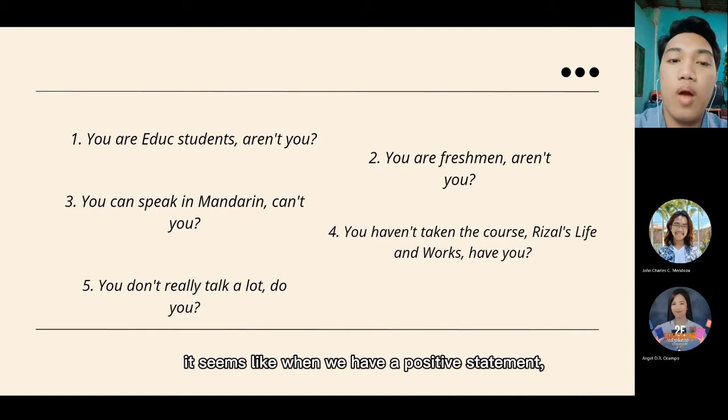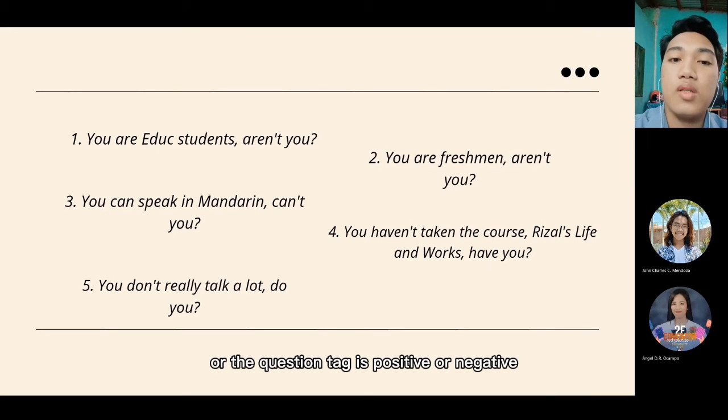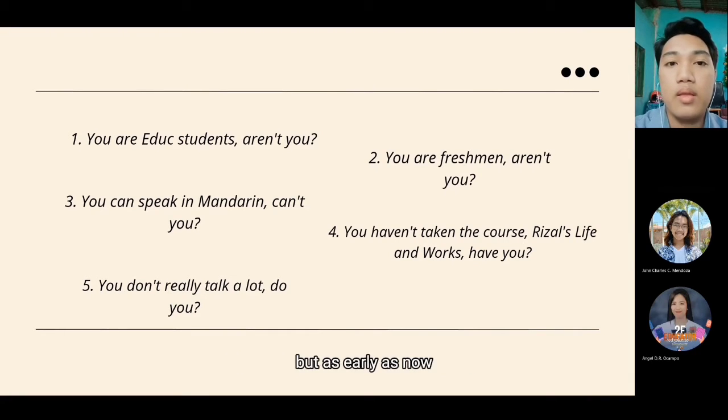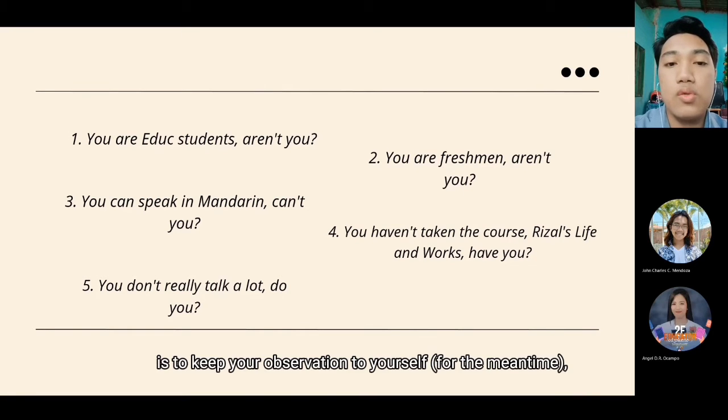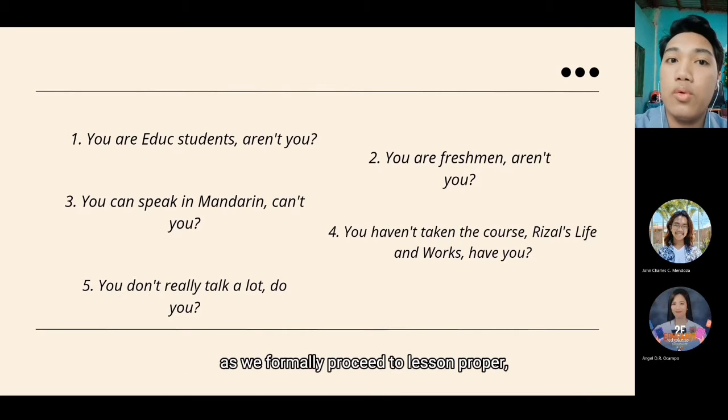It seems like when we have a positive statement, we have a negative question tag, and vice versa, and that we determine whether the statement or the question tag is positive or negative based on our verbs. So again, your observations were good, but as early as now, what I want you to do is to just keep your observation to yourself, because later on, as we formally proceed to the lesson proper, that's where we will find out whether your observations are correct.